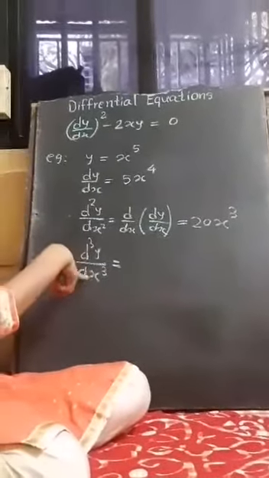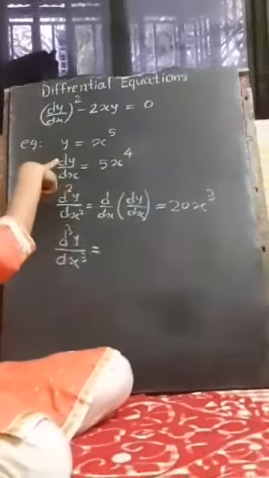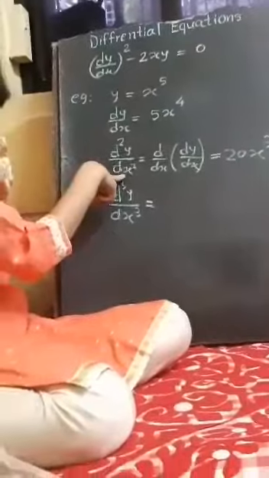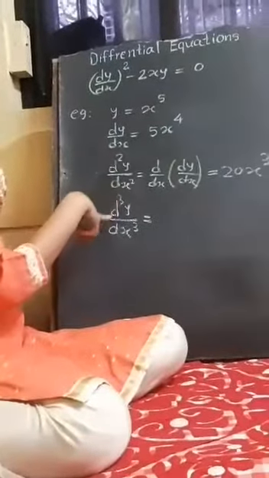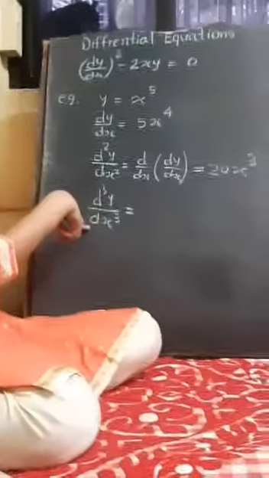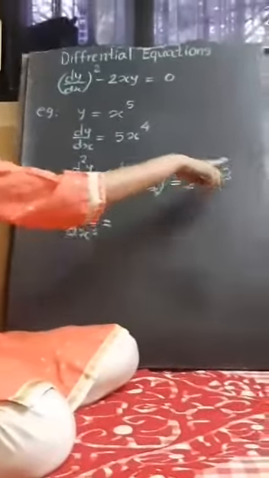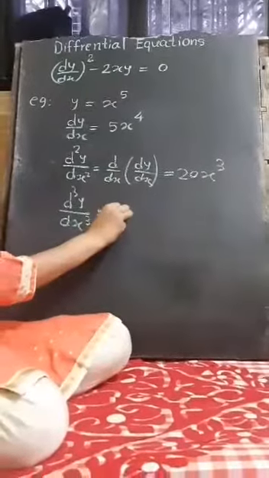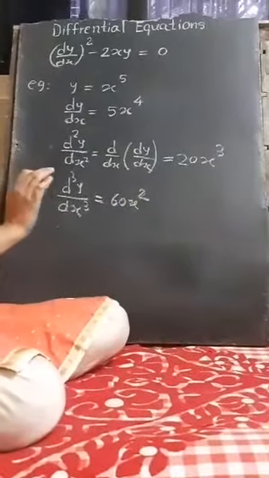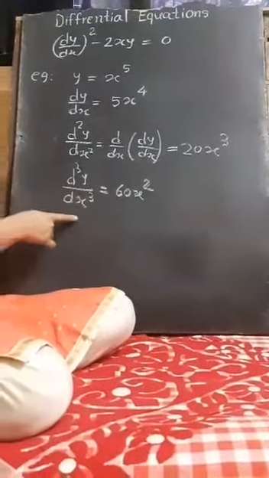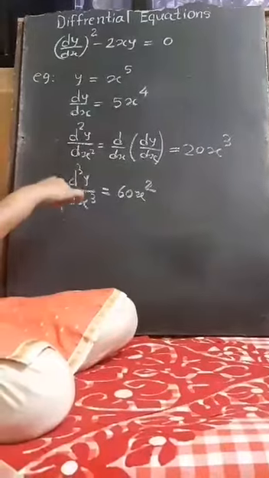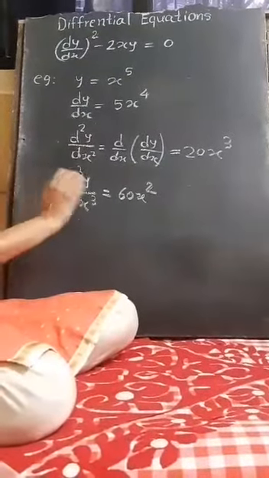So the order of a derivative is clear. dy/dx is called first order, d^2y/dx^2 is called second order, and d^3y/dx^3 is called third order derivative. So we find the derivative of this. What is it? 60x^2. Likewise, d^4y/dx^4 is again the derivative of that. So the order of a derivative is clear. I hope it is clear.